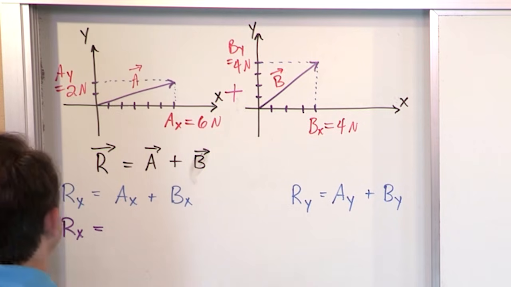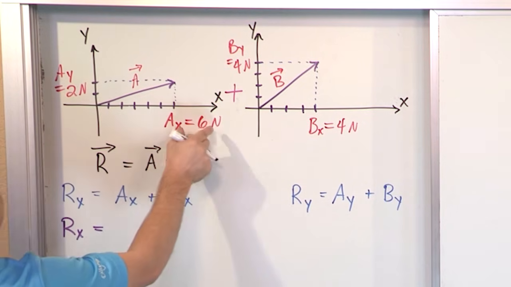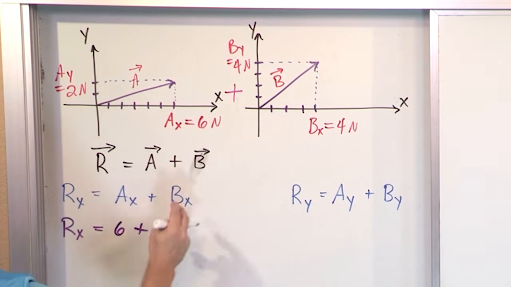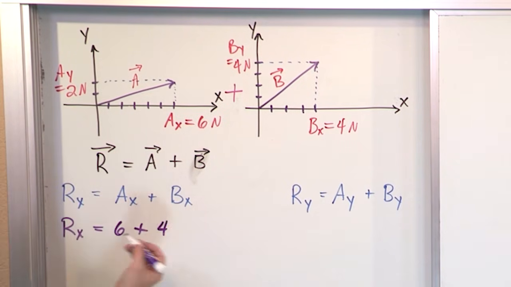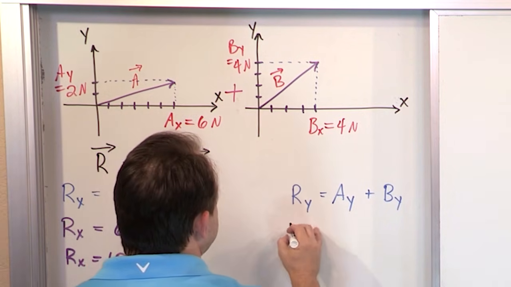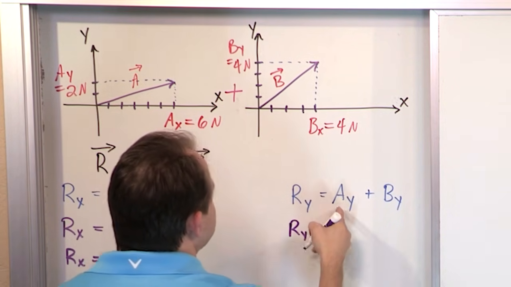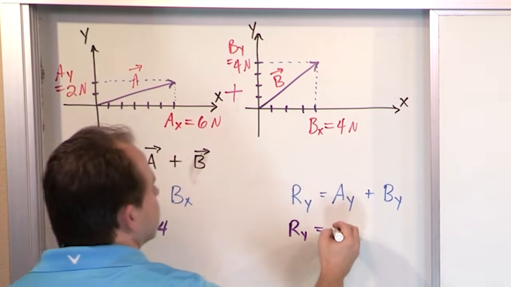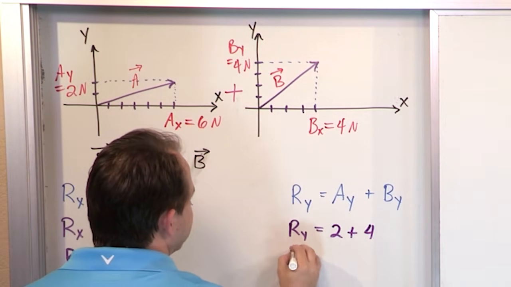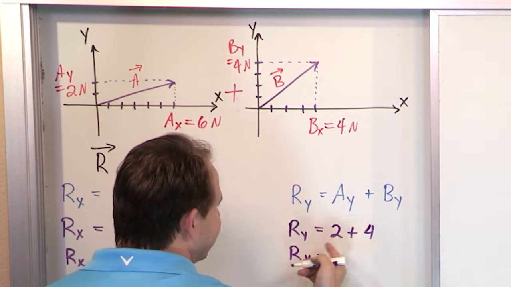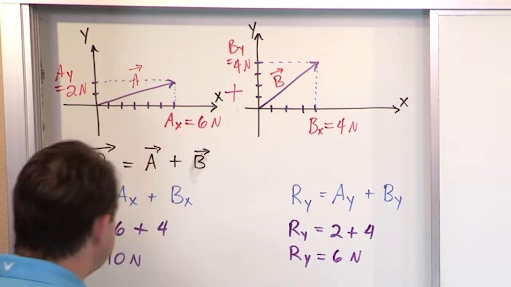Now in this case, what is the x component of this vector? The x component is 6. What is the x component of this vector? That's 4. Everybody knows how to add, right? 6 plus 4, 10 newtons. So that means the final resultant vector is 10 units long in the x direction. Now, for the y components, the y component of A is 2, and the y component of B is 4. Everybody knows how to add, so you see physics isn't that hard. If you know what to do, it's just addition, 6 newtons.